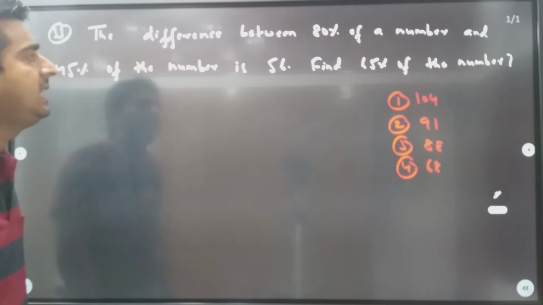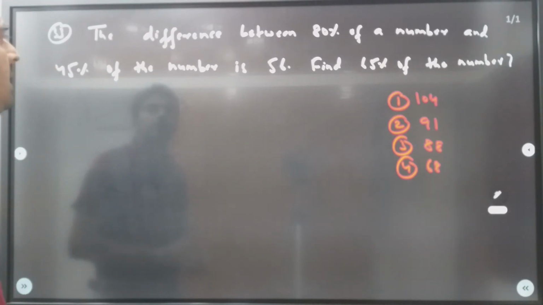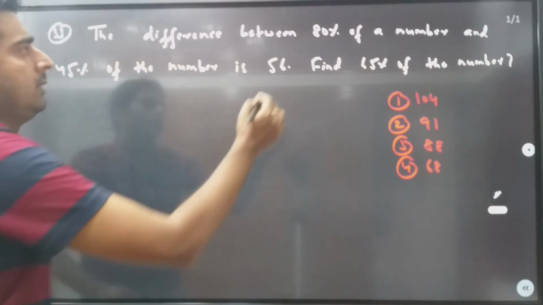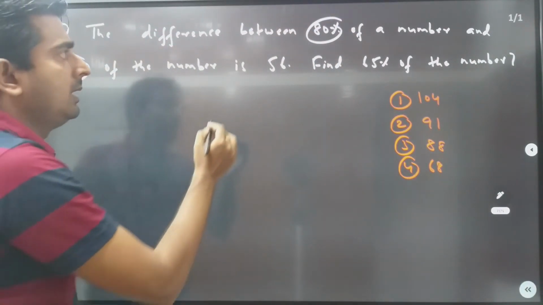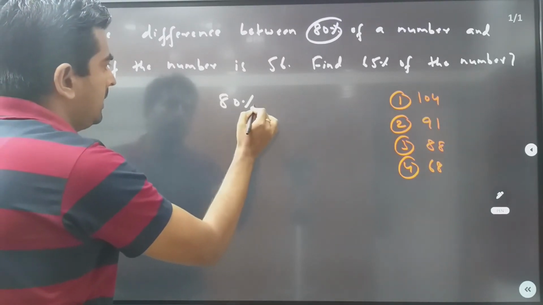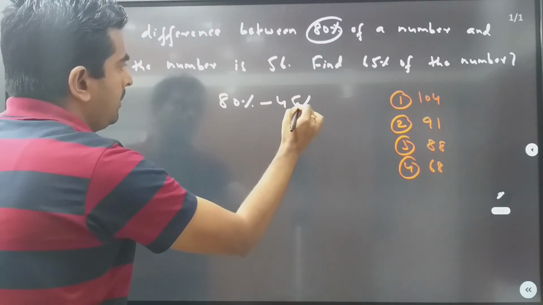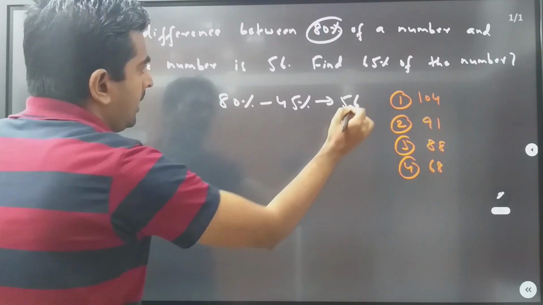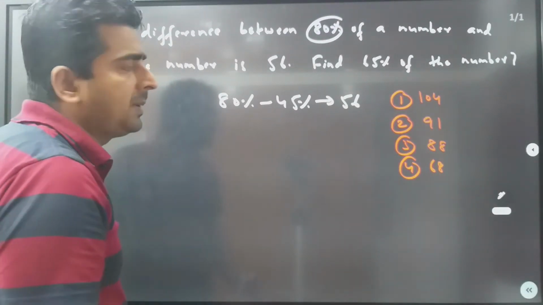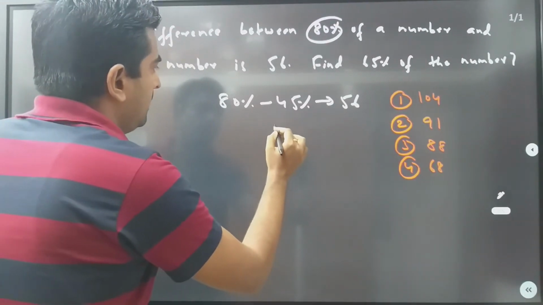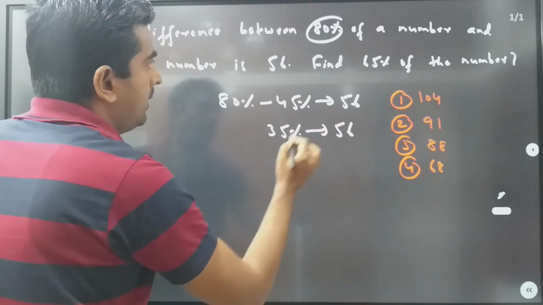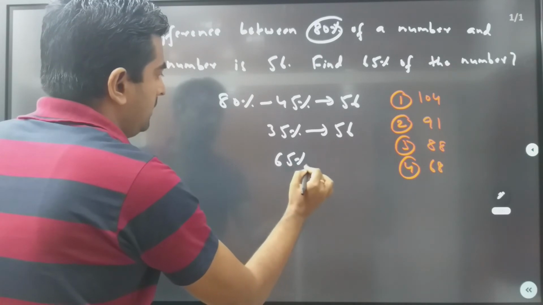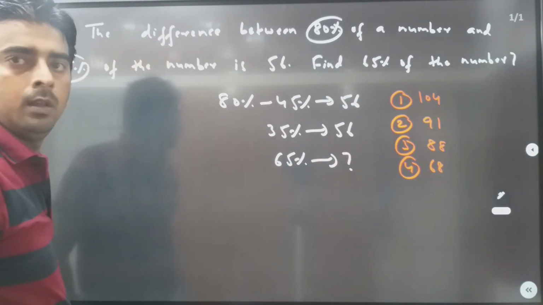Next one, question number 33. The difference between 80% of a number and 45% of the number is 56. Find 65% of the number. So 80% of a number and 45% difference is 56. So that means 80% minus 45% is nothing but 56. What is 80% minus 45%? 35% is 56. What they are asking? 65% is how much?